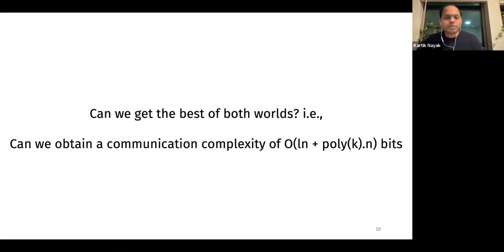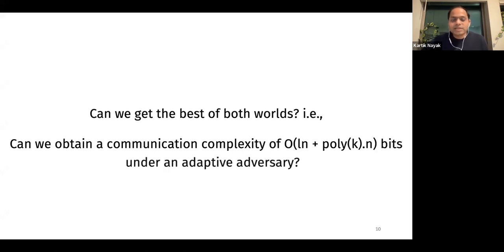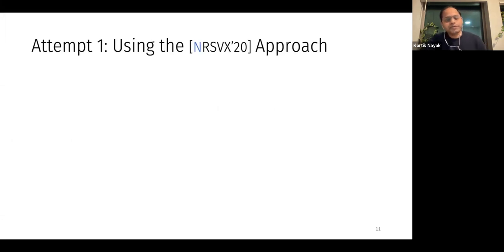So the natural question is, can we get the best of both worlds? That is, can we have a BA protocol with communication complexity of Ln plus poly kappa n bits, while still being secure under an adaptive adversary? The Ln term is optimal here, and the second term is the best you can get as of now. In the next sequence of slides, I'll present a high-level idea of how we achieve this, and I think what we learned until now will be very useful in understanding what we're trying to do.